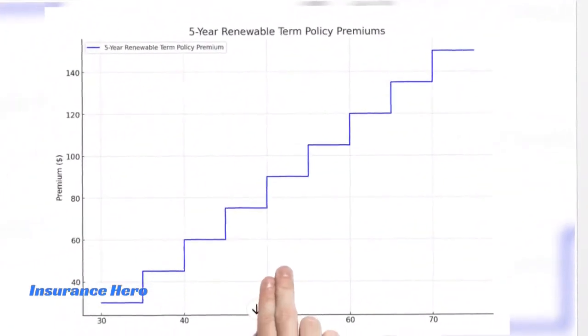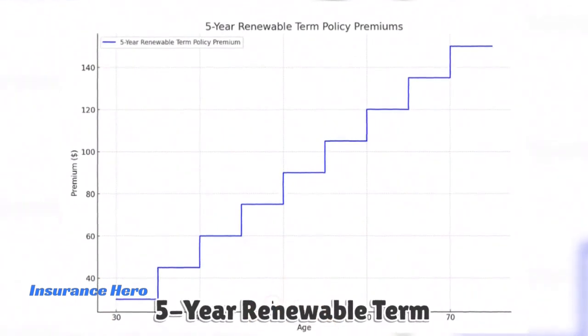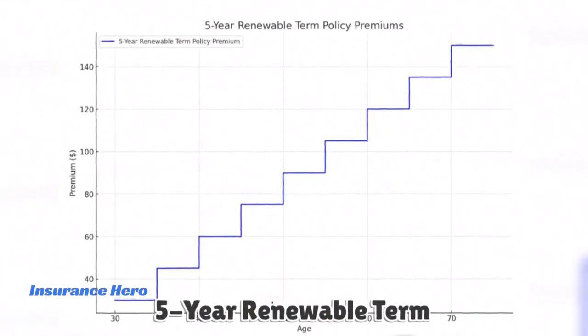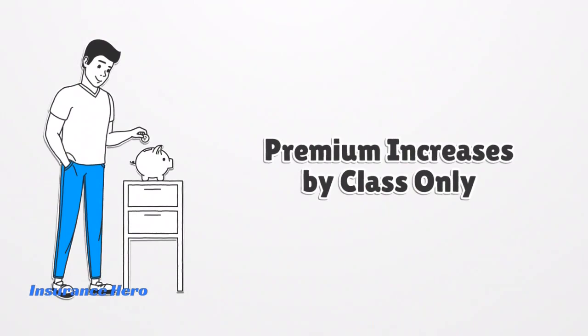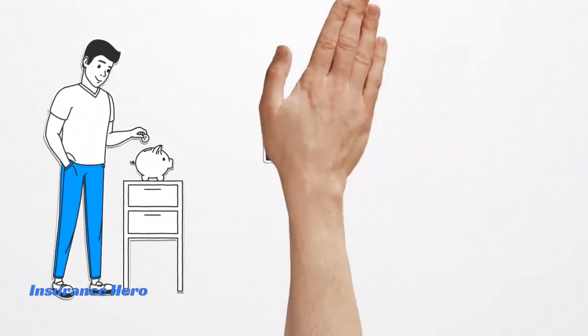It's important to note that the insurer can only increase premiums by class, not on an individual basis. So Pearl will always pay the same rates as other females in her original underwriting class of preferred, even if her health has deteriorated.